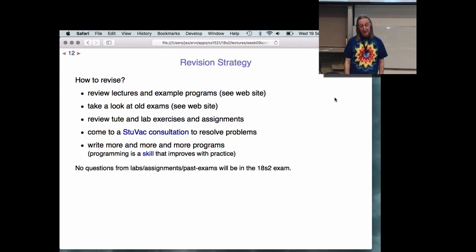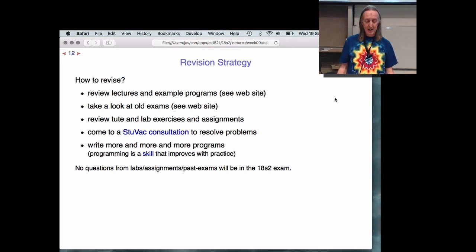How to revise. You're probably not worried about exam revision at this point, but these slides are going to be there, so go back and review them. When it comes time to revising, take a look at the lectures, go through the lecture videos at triple speed if YouTube supports that, I don't know. Have a look at old exams. I'll put up a sample exam and the 17S2 exam. Don't bother asking for the 18S1 exam to be put up.